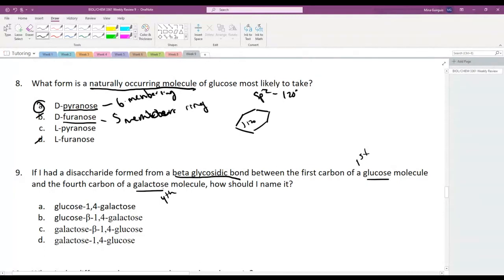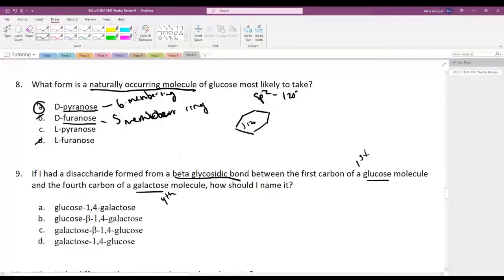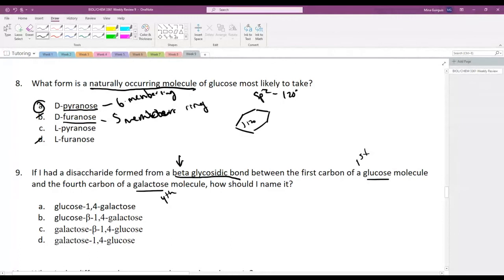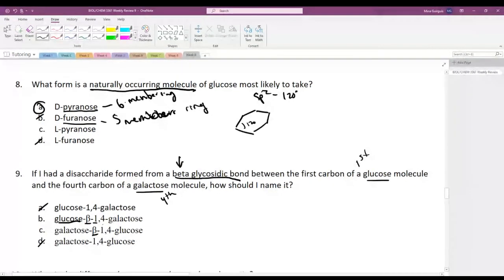So naming these is fairly easy. I only include it because it's easy to also mess up. So the first thing is, if you're told the type of bond it is, you need to have that in your answer. So A and D are wrong just because of that. Doesn't matter what else they say. This tells us we have a beta-glycosidic bond. We need to show that some way. The next point is the first carbon of the glucose and the 4th of the galactose. So it's fairly intuitive. Glucose 1, galactose 4.